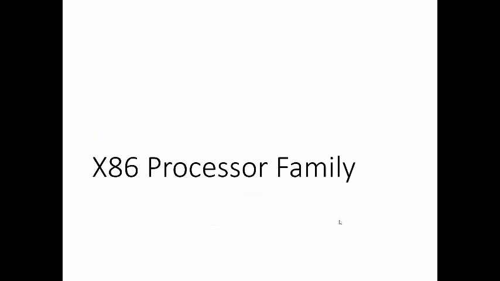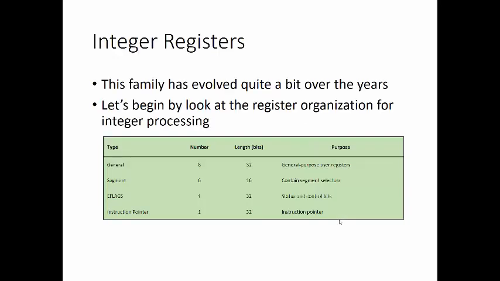So that's pipelining. Let's take a look at the x86 processor family. And as you know, this one has evolved quite a bit over the years. It has a register organization, which is important for talking about how the processor is designed. And let's look at the register organization for integer processing. General, there are 8 32-bit general registers. These are used for all types of instructions. They can also hold operands for address calculations. And in addition, some of these registers also serve special purposes.